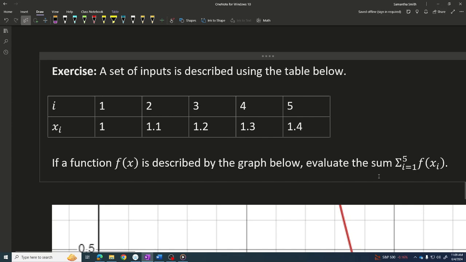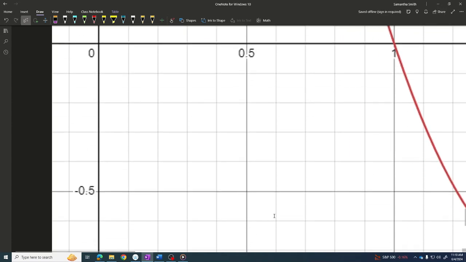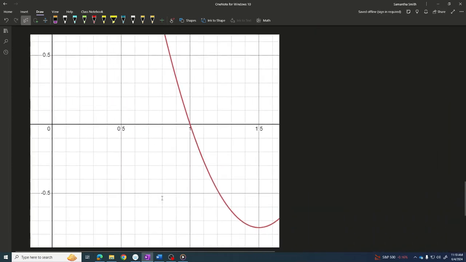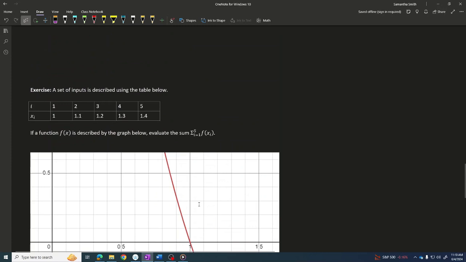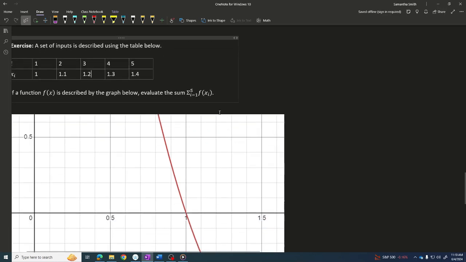Additionally, our function f of x in this problem is being described using this graph, which is too large to fit on this screen. Hold on just a second. Using this graph. So let's go ahead and use this table and this graph to evaluate the sum described to me in this summation notation: sigma, at the bottom i equals 1, at the top i equals 5, and we're trying to evaluate f of x sub i.